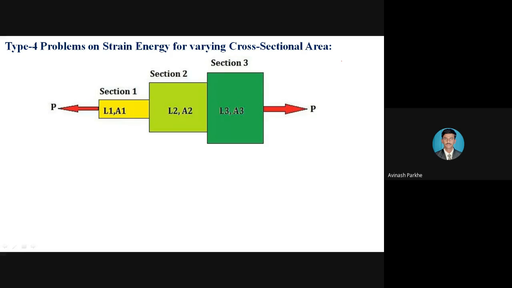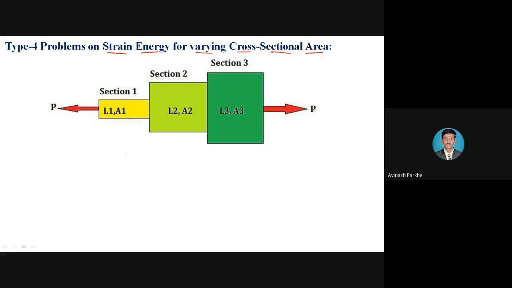Now we'll discuss the last type of this chapter, that is problems on strain energy for varying cross-sectional area. Such types of problems, bars of varying cross-section, we covered in chapter number 1 related to the deformation calculation. The same structure is there, but here the unknown parameters are somewhat different. So what is our requirement in this type number 4? We have to calculate the total strain energy stored in this particular bar.